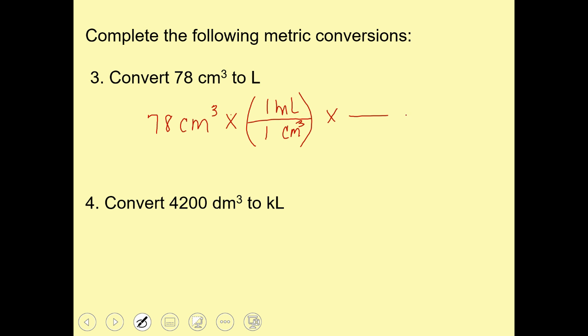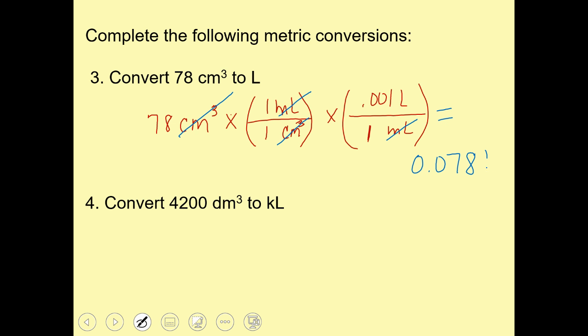So we can use that and set up a factor, and now we can go from milliliters to liters. Because in our metric chart, 1 milliliter is 1/1000th of a liter. So now I have it set up that my cubed unit disappears, milliliters divides out, and I get my answer 0.078 liters. Much the same down here.